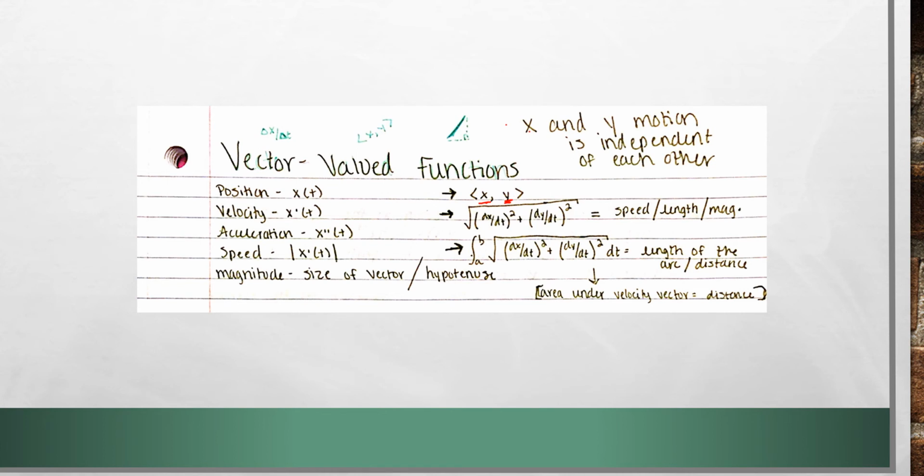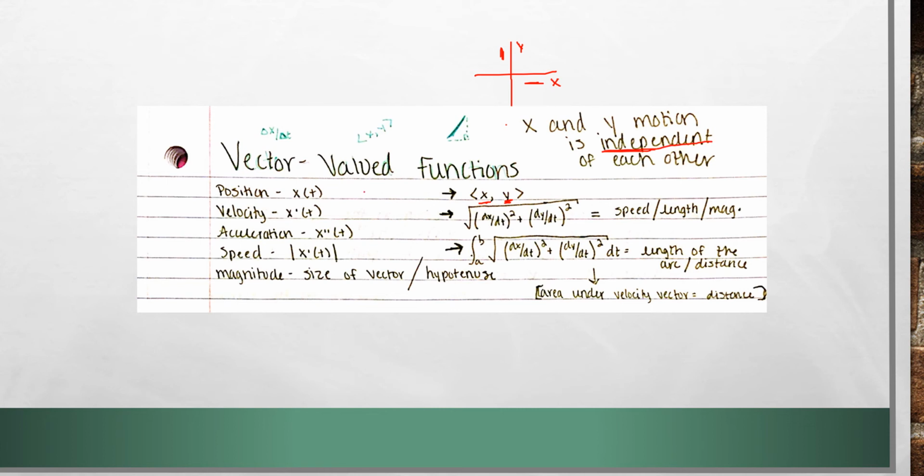And any motion in the x-axis, so we have our graph, we know this is the x-axis and this is the y-axis, so any motion in this x-axis is never going to affect the motion in the y-axis. So no matter how hard you throw something in the x direction, it's never going to go up or down unless there's another force acting on it. So they are completely independent of each other.